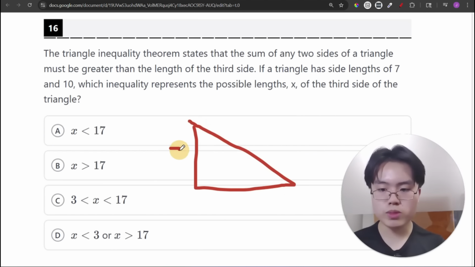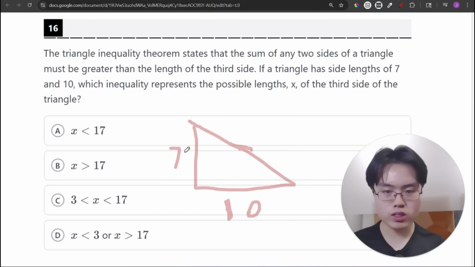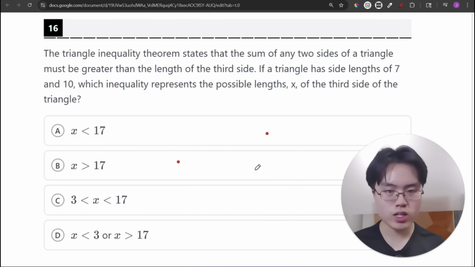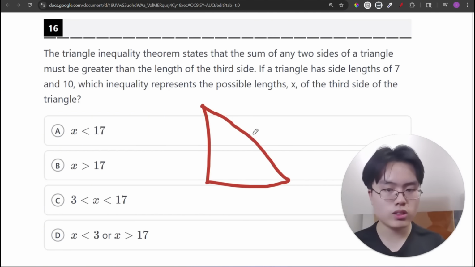Okay, so what is that minimum? I think you probably already got the answer by now. But what I had to figure out: 10 is obviously the maximum, the largest side length on this triangle. So that must mean that 7 plus this side length has to be greater than 10. Okay, so 7 plus 3 would equal 10. So that means this third side length has to be a number greater than 3 as well.